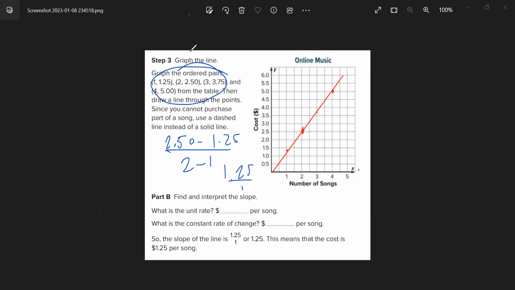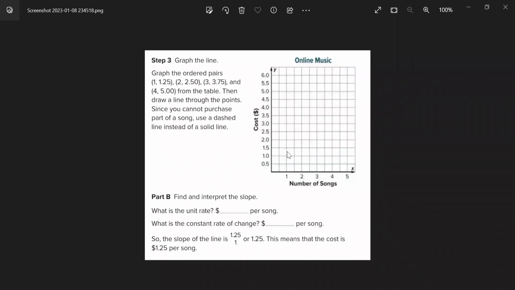So that's the slope. So the unit rate is 1.25. What is the constant rate of change? So it will be 1.25. So the slope of the line is 1.25 over 1, or 1.25. This means that the cost is $1.25 per song. Okay. Why do we put this in a lot of different ways? Because those are the methods you can use to find or solve this problem. There are several ways to do it. Okay? Good.